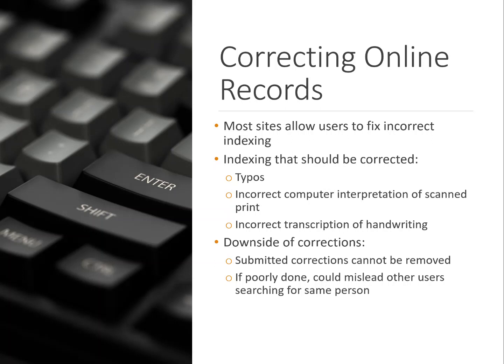But those are the most common, and for those types of things, most of the repositories give options on how to correct that record so that somebody else can find that record if you found it. But here's the downside: if you submit a correction, I've never found a way to remove it. So once it's in there, it's forever, it seems. And if you are wrong, it could mislead others to search the wrong person. And I'm going to go through an example of this.